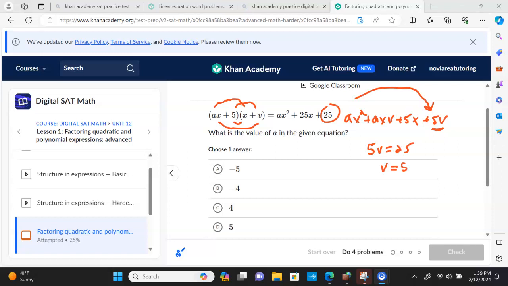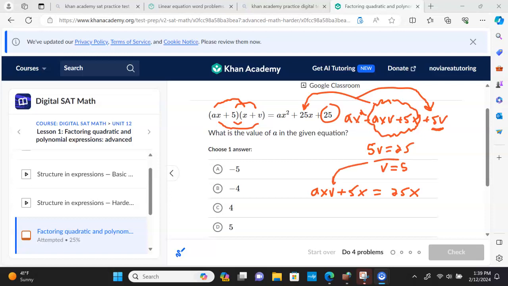Okay, now that's going to help us because we know that our outers and inners are going to create this term here, the 25x. So I know that the ax times v plus 5x has to equal 25x. All right, so let's write that down. So we got axv plus 5x. We know has to equal that middle term, 25x. Okay, good.